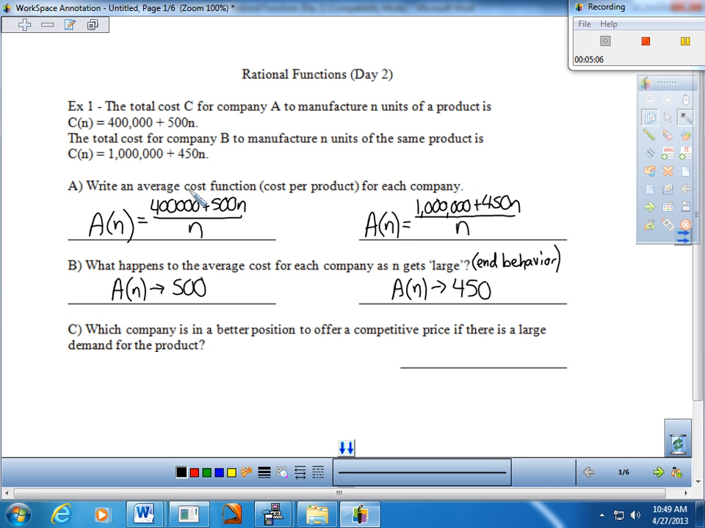Company A had to put up $1 million up front, compared to Company B, which only had to put up $400,000, but the variable costs here are lower than here. And what happens in the end is that obviously this gets lower and lower and lower than this would. And so if there is a large demand and they had to manufacture more and more of these, the cost per product is lower for Company B.